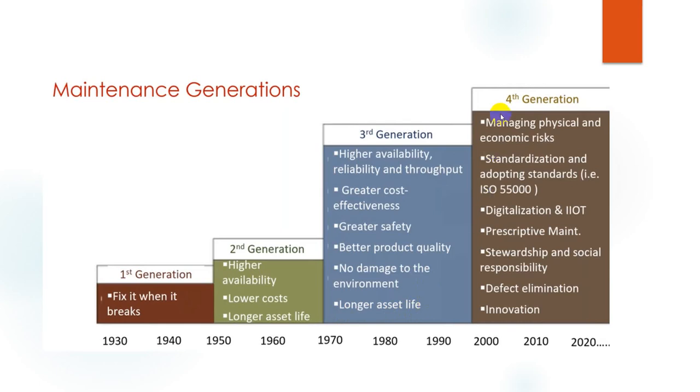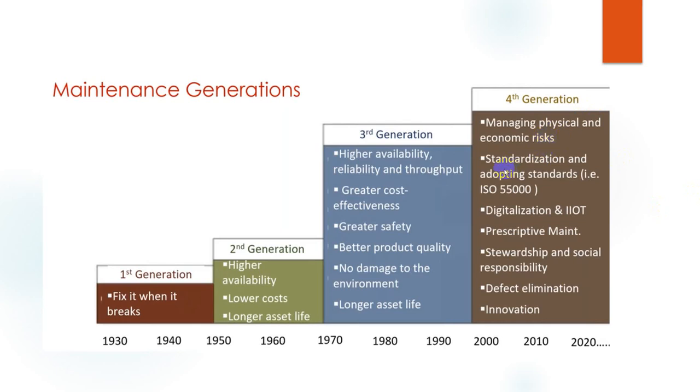The fourth generation, which we already have today, is managing physical and economic risk. We start to talk about risk. That's why we're doing risk-based maintenance or risk-based inspection. We make a risk assessment when we're doing any job. For any job, we have to do a risk assessment. And this risk, any kind of risk on the equipment itself, risk on the plant, risk on the people, risk on the industry, risk on the environment, risk on the business reputation, we consider it.